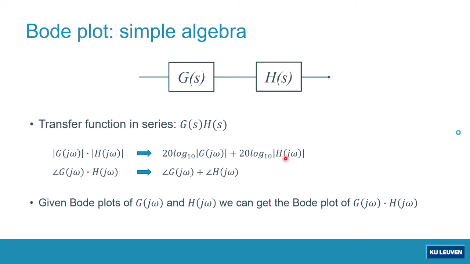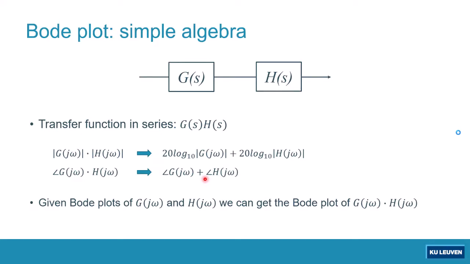Because as you know, if you have two numbers and you multiply these two numbers, and you present it in dB scale or in logarithmic scale, it will become a summation. While the angle of GH will be equal to the angle of G plus the angle of H.